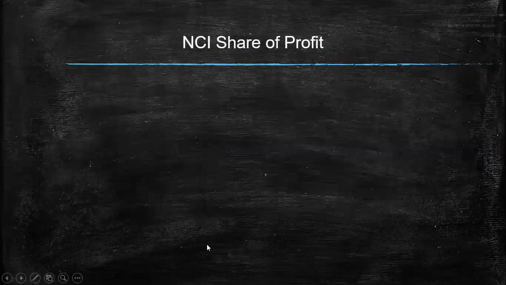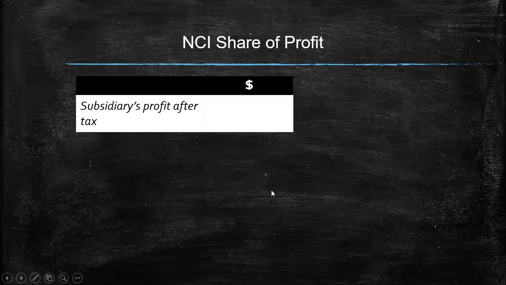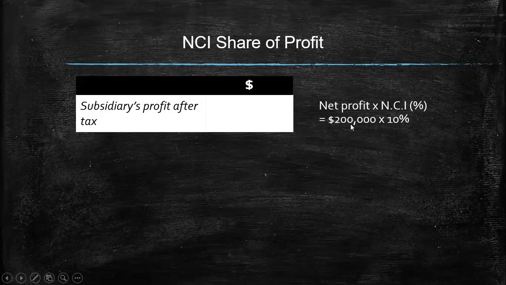Right. How do you account for this adjustment in NCI's share of profit? Now, let's say, for example, you have subsidiary's profit after tax here of 200,000, and NCI is supposed to get 10% of that. So you calculate NCI's share of post acquisition profit. Right. 200,000 times 10% gives us NCI's share of profit for the year, that is 20,000.